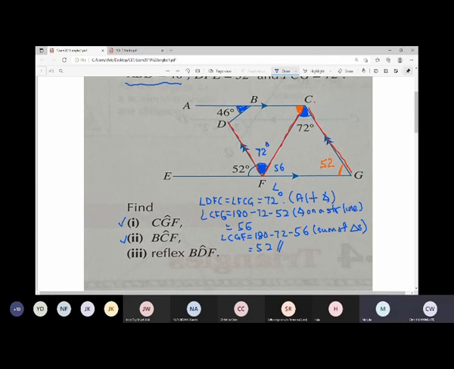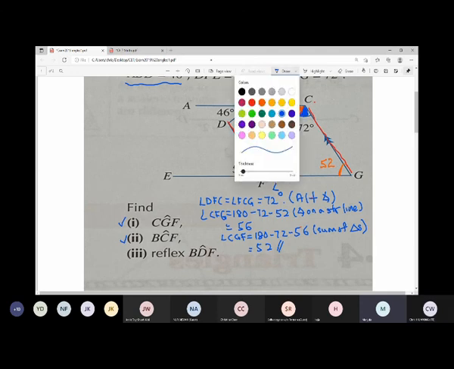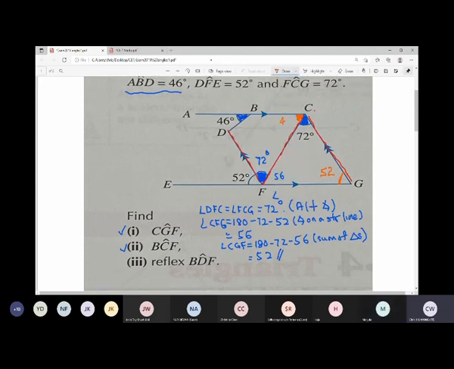Where got alternate angle 46? That means 46 is the one outside, but this is inside the C. So you are saying this is 46, is it? Yeah. I'm not sure whether I'm wrong. How do you get 46?